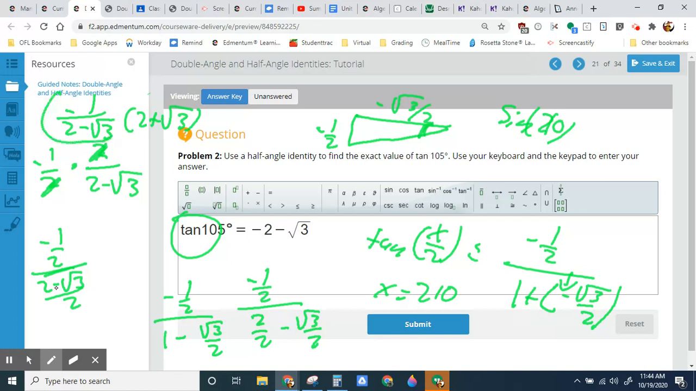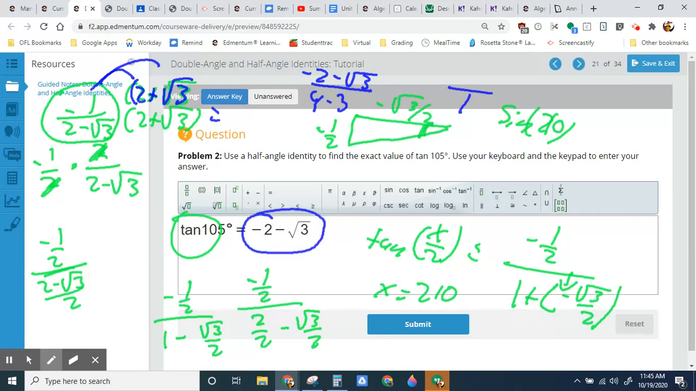Honestly, if this was a test and you guys wrote this down, I would be like, you got it, that's right. But because we have to follow Edmentum rules, let me do this in black so you guys can see it. Since we have to follow Edmentum's rules, we have to do it this way. So on the bottom, since we're using a conjugate, it's 2 squared, which is 4, minus square root of 3 squared, which is 3, all over, distribute this negative 1, get negative 2, minus square root of 3. The bottom is just 1, so our answer is this. Did that help?